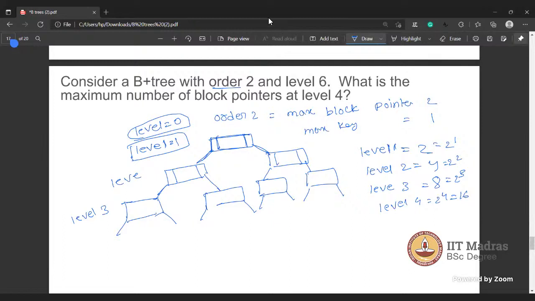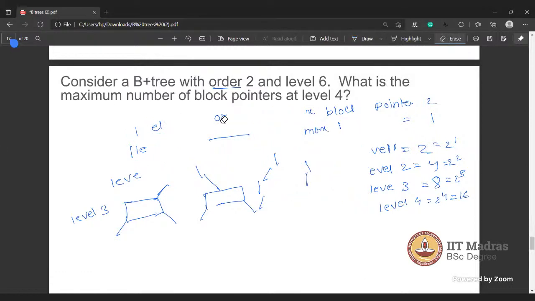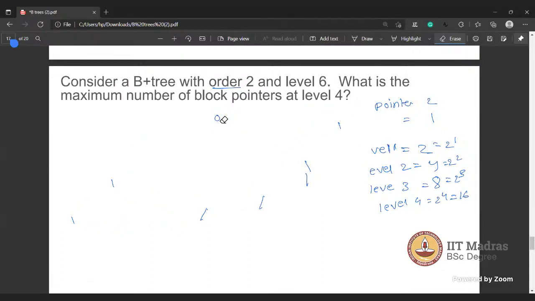So, sir, the formula will be order to the power level plus 1, right? Yeah, then it should be like that. Because at level 4, if you add 0 here, it should be 2 power 5, 32. Whatever you have calculated is up to level 3. Let me solve it for a second. This type of question may confuse.